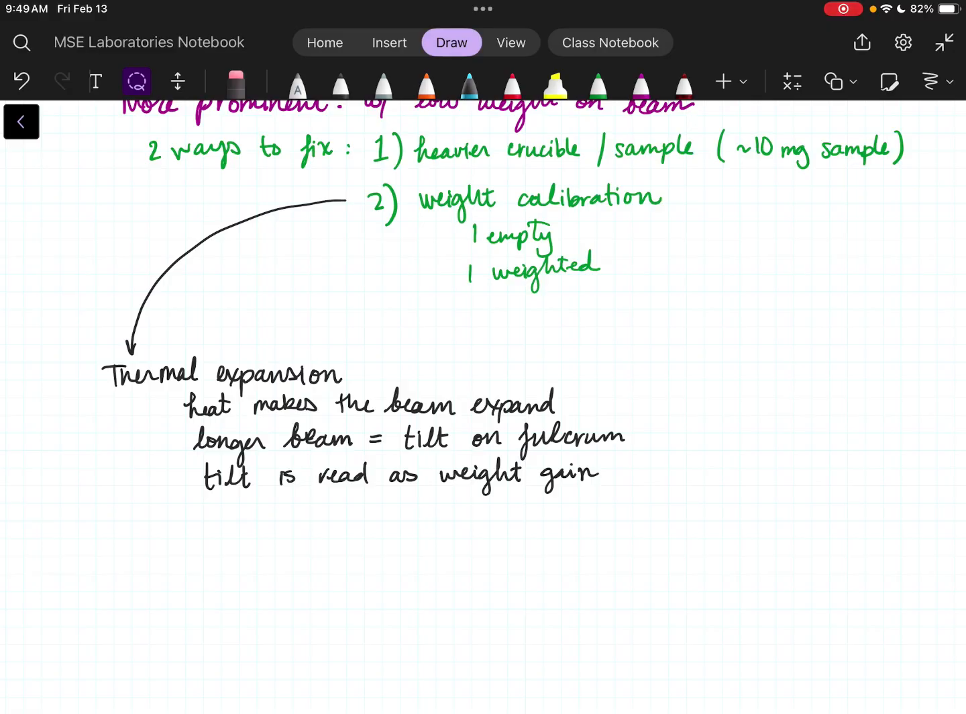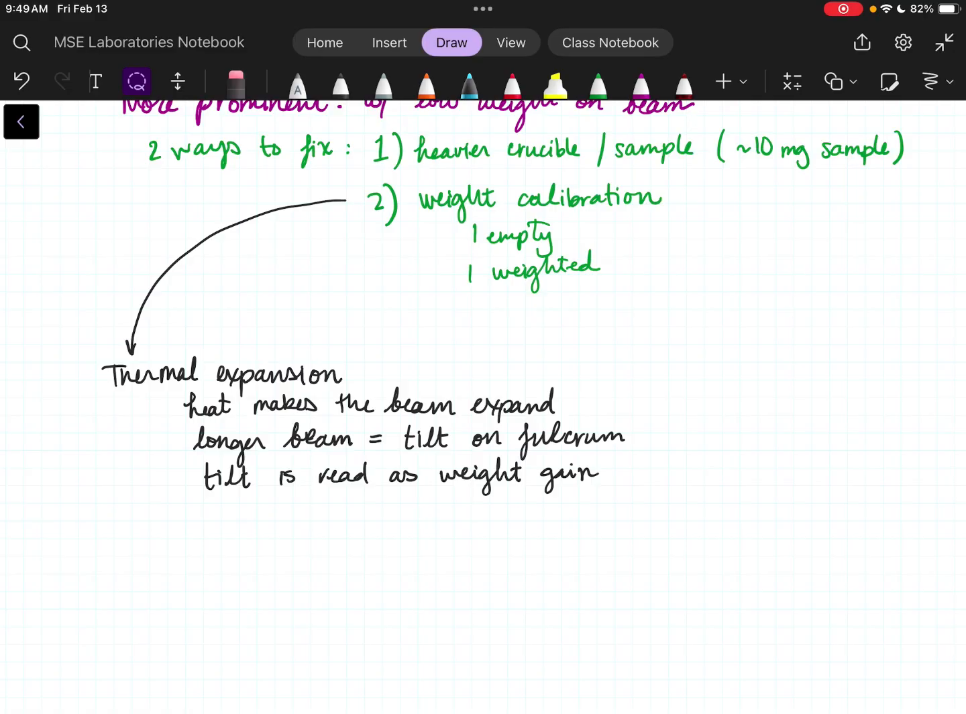Heat makes the beam expand. Longer beam equals, we'll say, equals tilt on fulcrum. Tilt is read as weight gain. Oop, there we go.